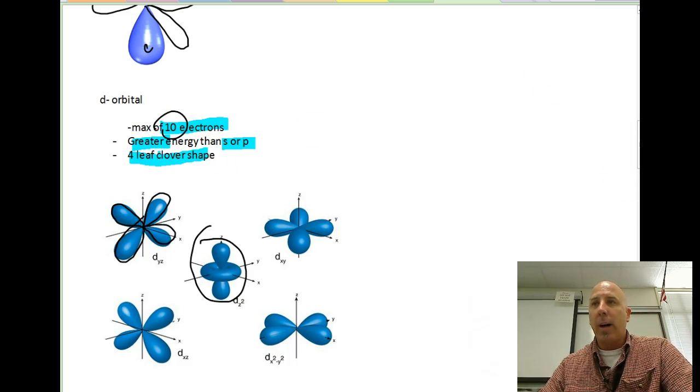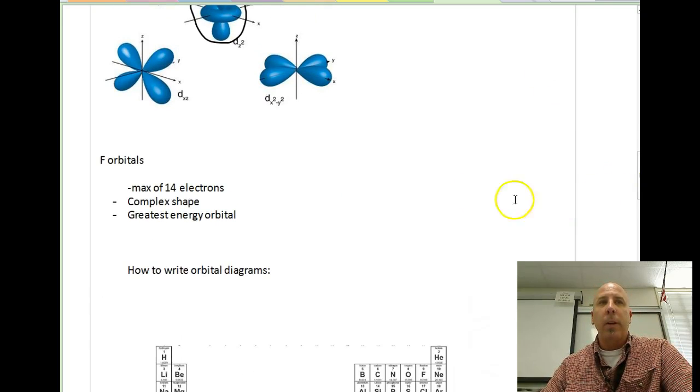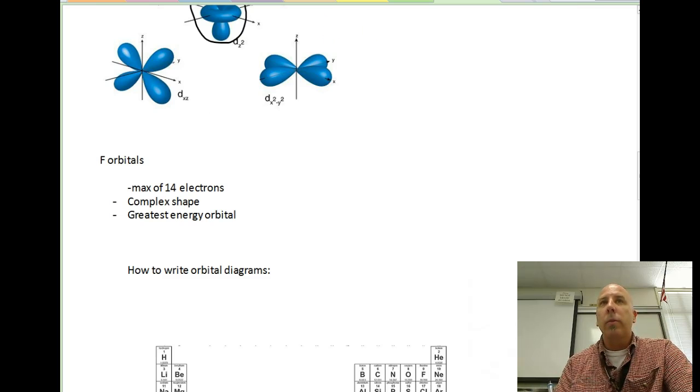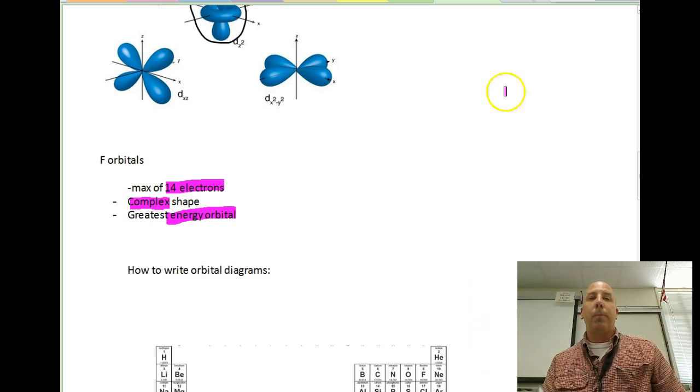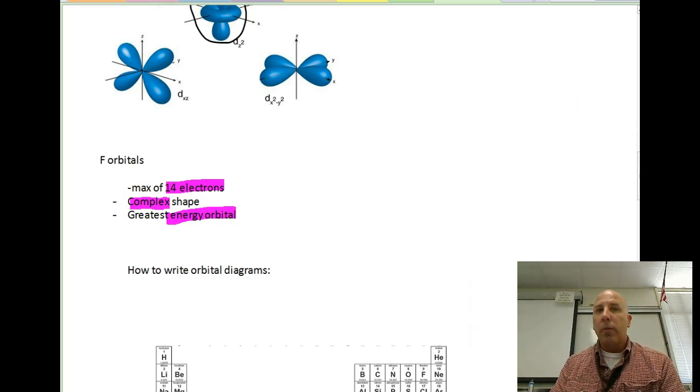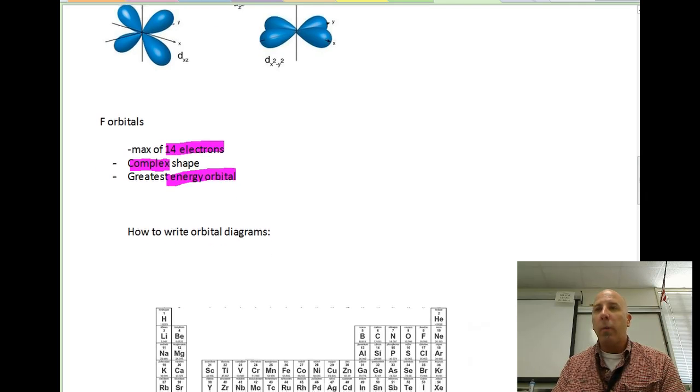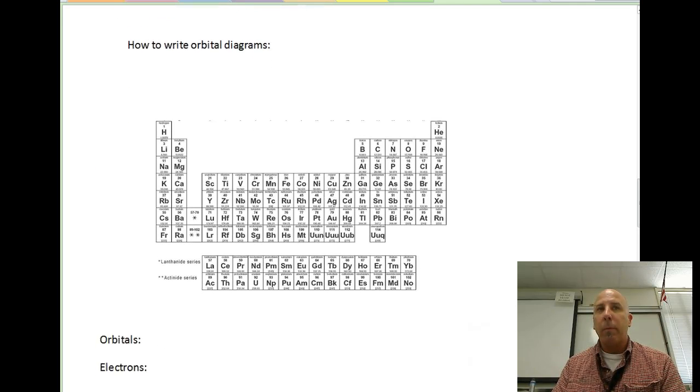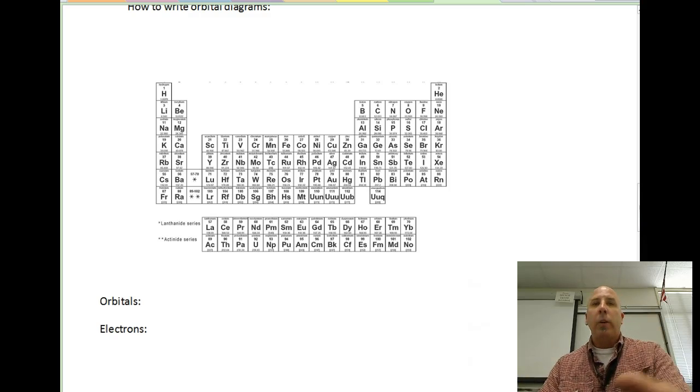And then now we go on to the highest energy orbital of all of them, and that is our f orbitals with a maximum of 14 electrons. They have a complex shape, and they're the greatest energy orbital. Okay? So let's talk about how we can write orbital diagrams now. Now, here's a periodic table.